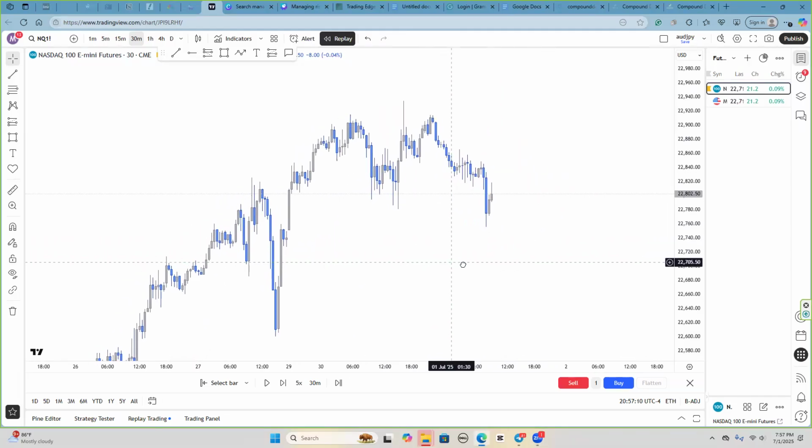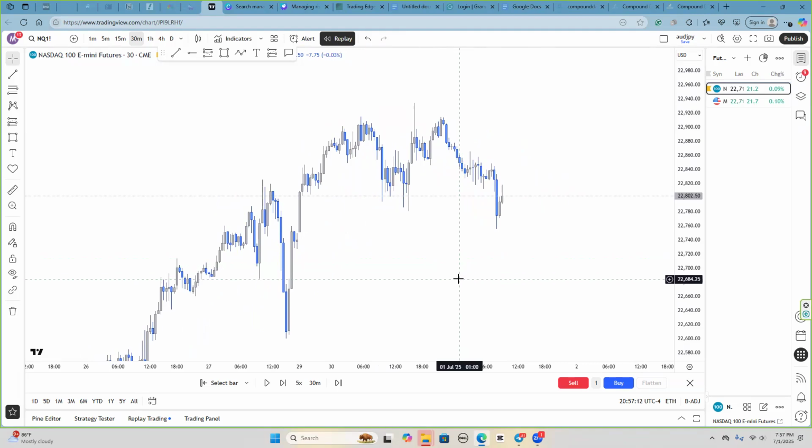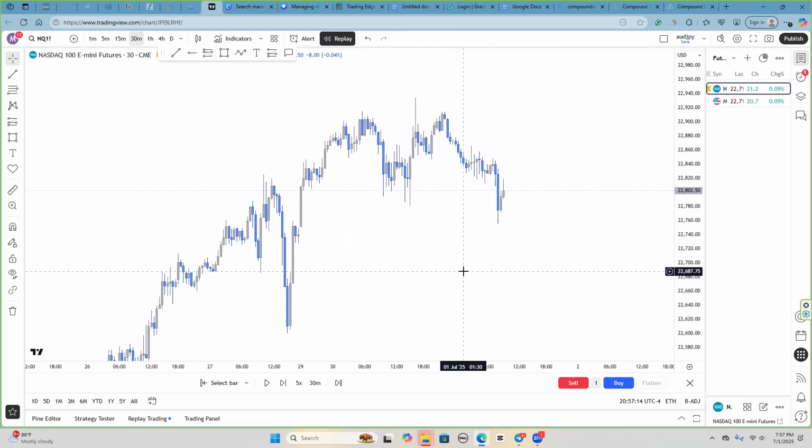What's up, everyone? I'm going to show you guys my grade A favorite, most profitable setup in the market. And it doesn't even require a whole lot.